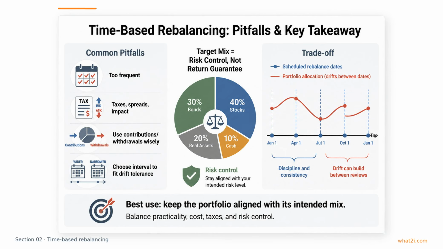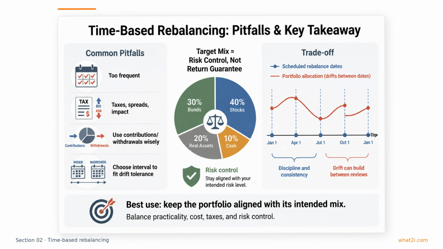The key takeaway is that time-based rebalancing is a risk control tool, not a return promise. It can be effective because it creates a steady, repeatable process, but it works best when the interval is chosen thoughtfully. Rebalancing too frequently can create unnecessary taxes and trading costs, while waiting too long can allow meaningful drift to build. Using contributions, withdrawals, and distributions intelligently can improve the process further. The practical question is not whether time-based rebalancing is perfect, but whether its simplicity fits the investor's goals and tolerance for drift. From here, it helps to compare that calendar approach with a rule based on drift itself.